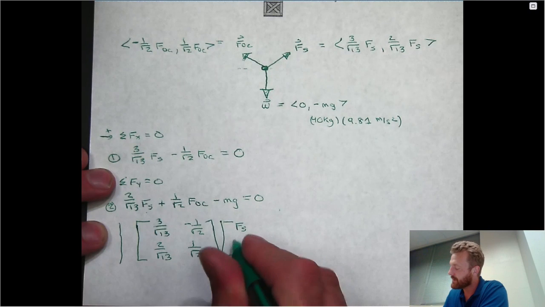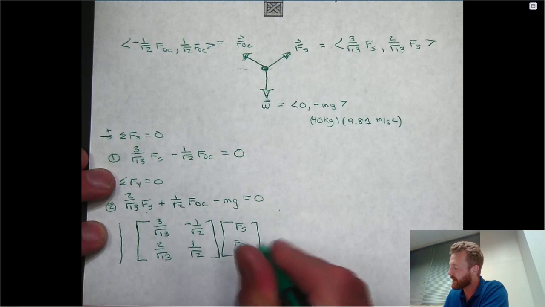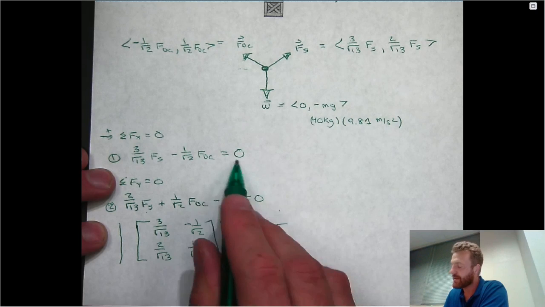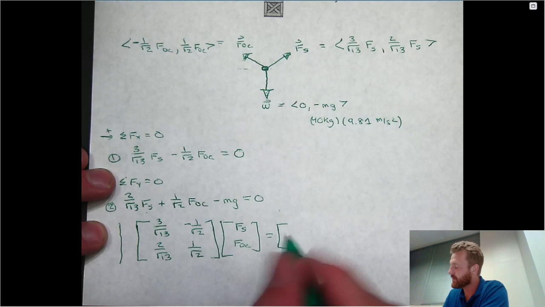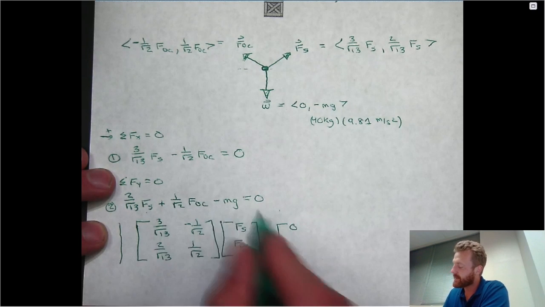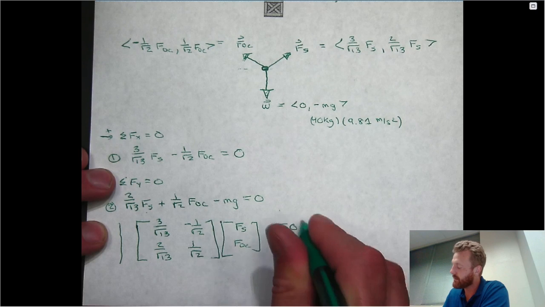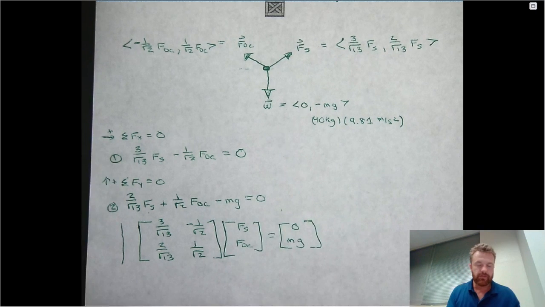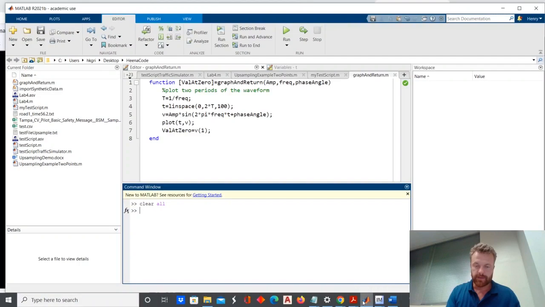The second unknown is FDC. And it's equal to our constant term, which is all the constant terms in the equation. So the first equation, it's 0. And if I were to write this in standard form, in the second equation, I would have an mg. So I'm going to go to whatever tool you like to actually solve this electronically. I'm going to use MATLAB.